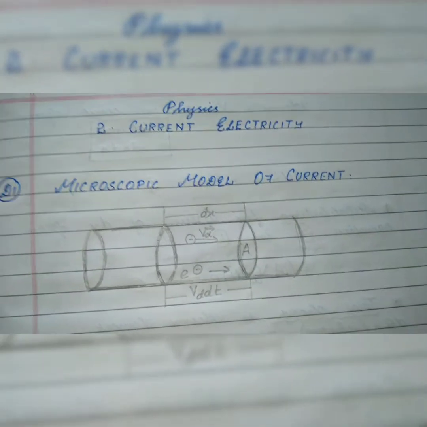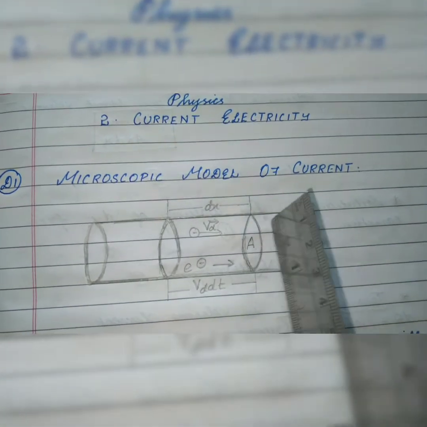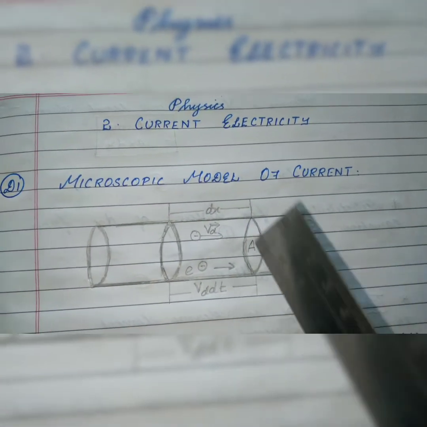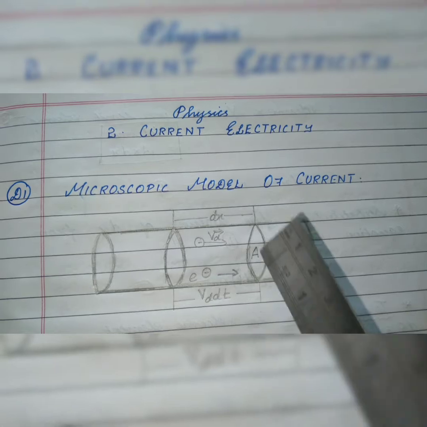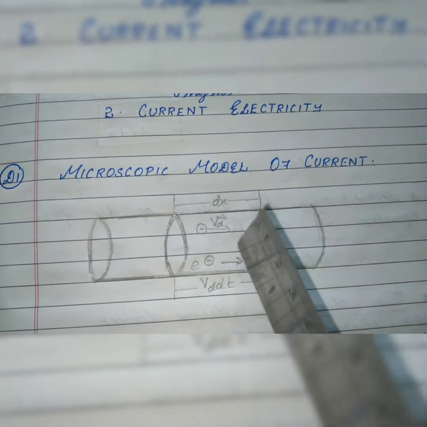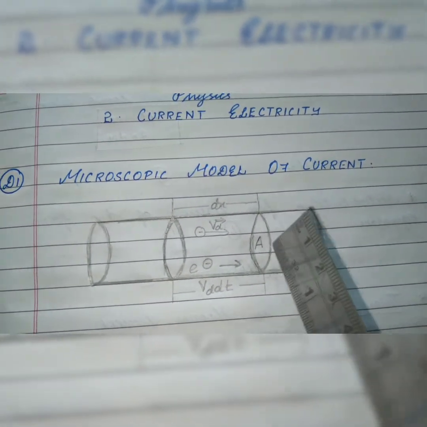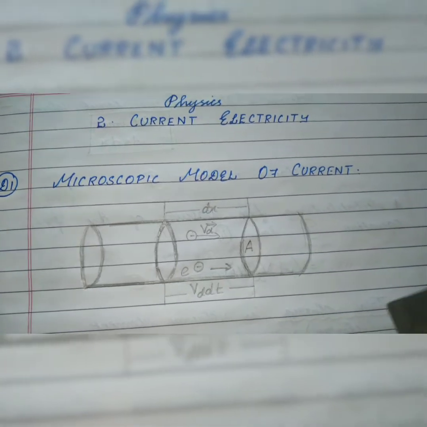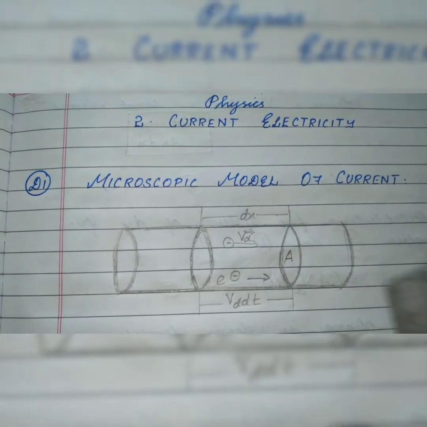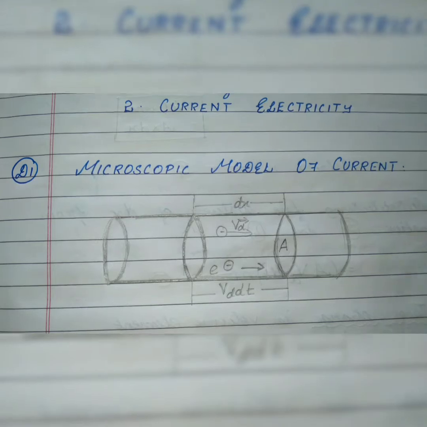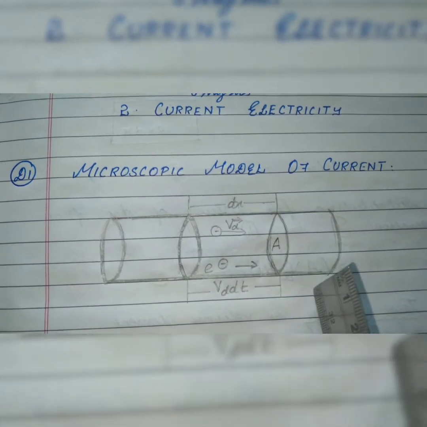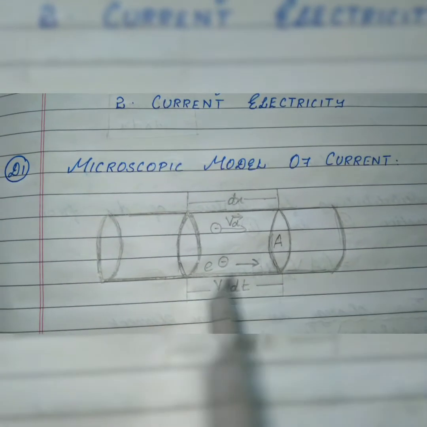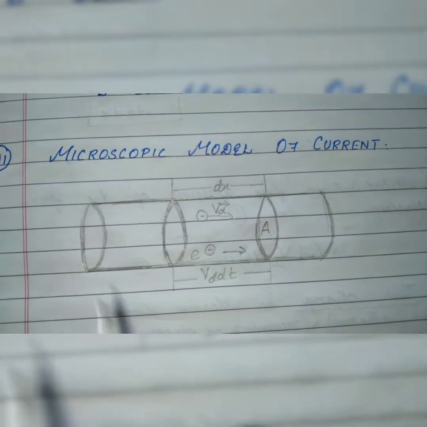Listen here, this is the conductor, okay? This is the conductor and this is the area of cross section. The area of cross section of the conductor is denoted by the letter A, capital A. Then the electric field of this conductor is E vector and this electric field is applied from right side to left side. The direction of electric field is right to left.